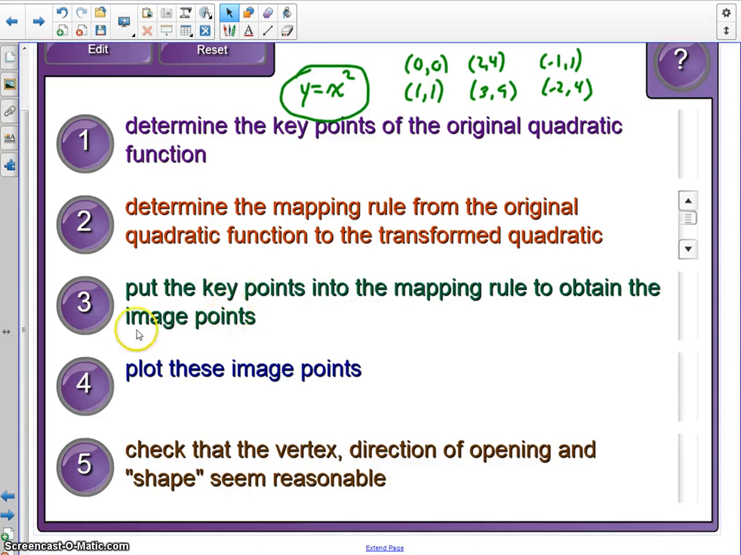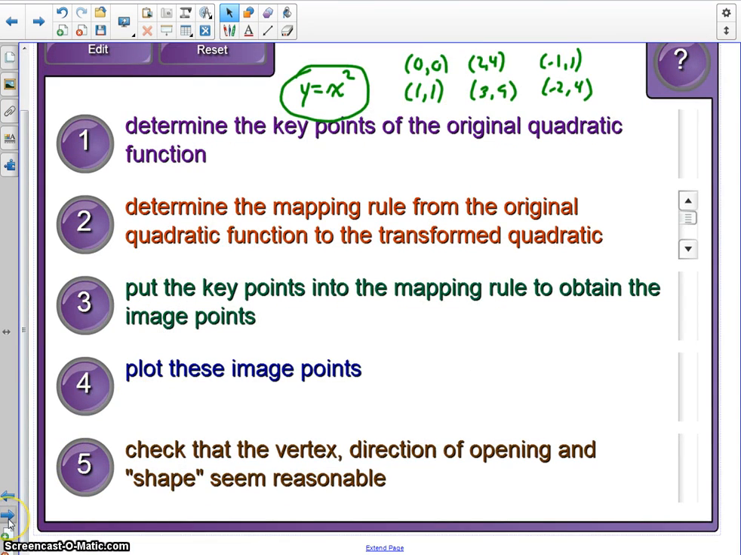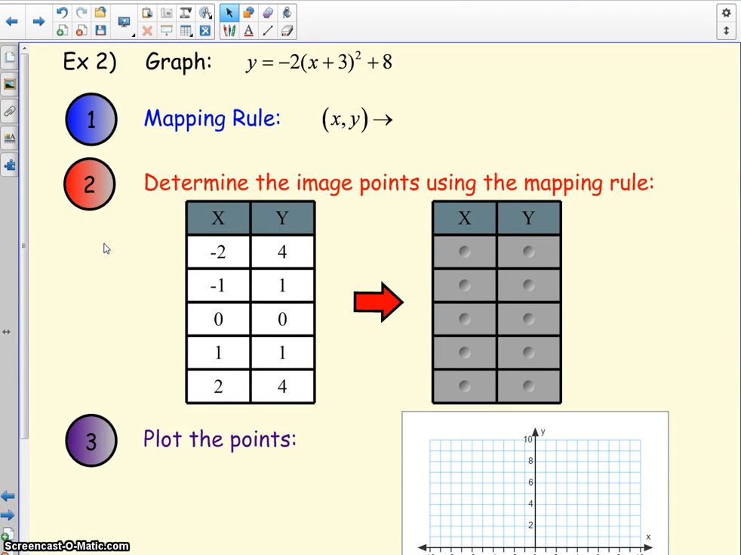Okay, so these are your general steps anytime you want to graph a quadratic function, especially if you're going to be using transformations for it. So let's try and put that to practice. Let's run through these steps.